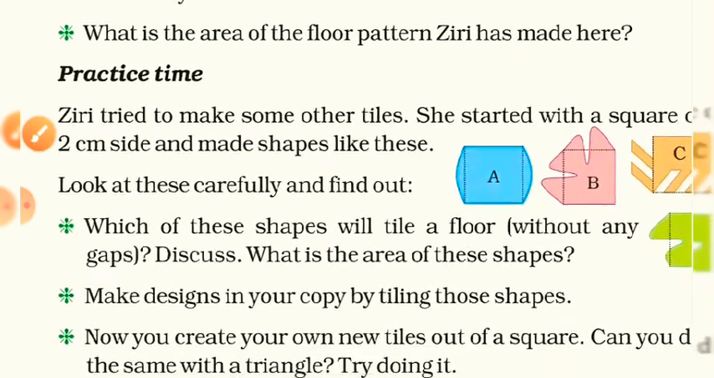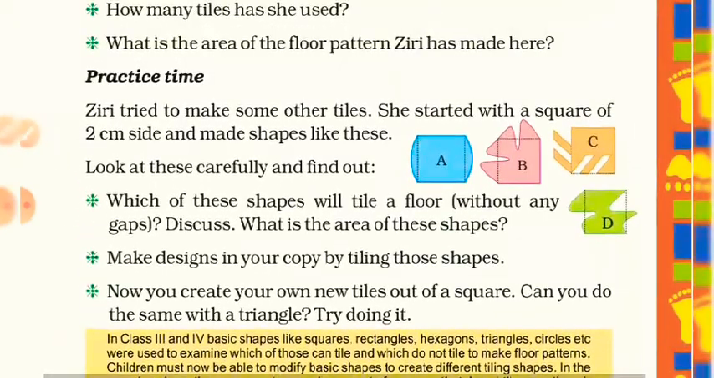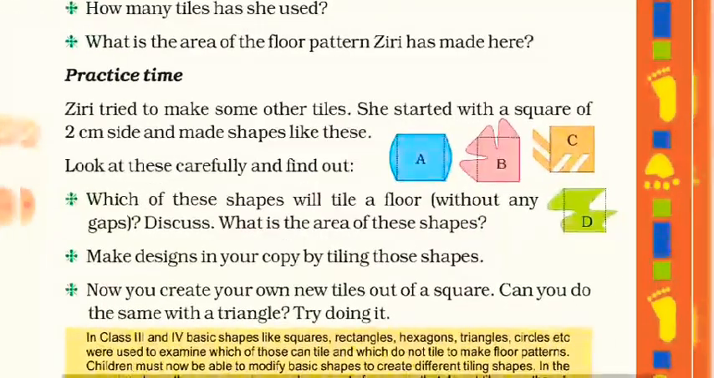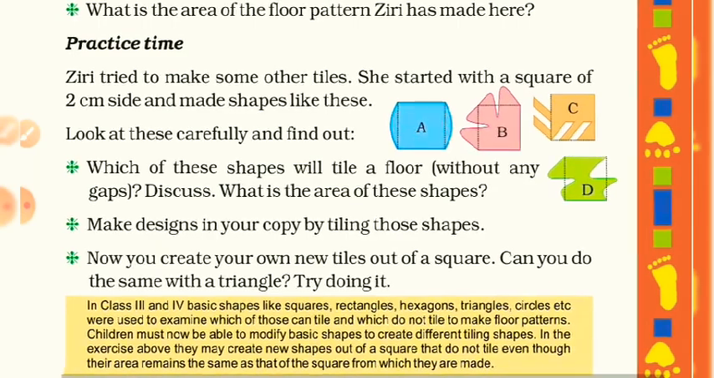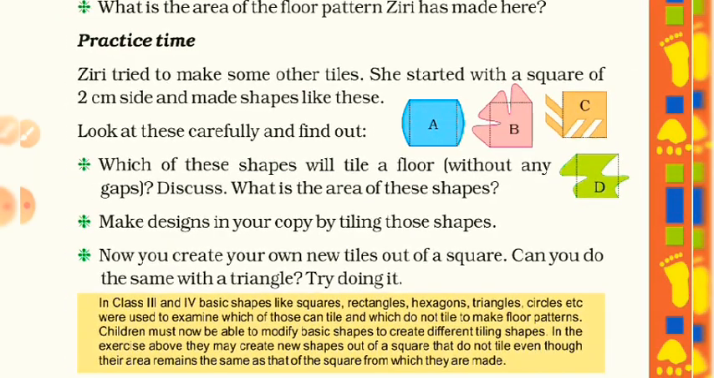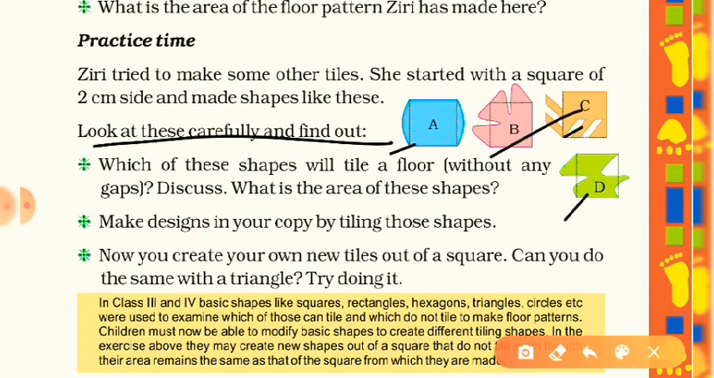Now, next we have practice time. Ziri tried to make some other tiles. She started with a square of 2 centimeter side and made shapes like this. So here are some shapes A, B, C, D. Look at this carefully and find out. Some questions are here.